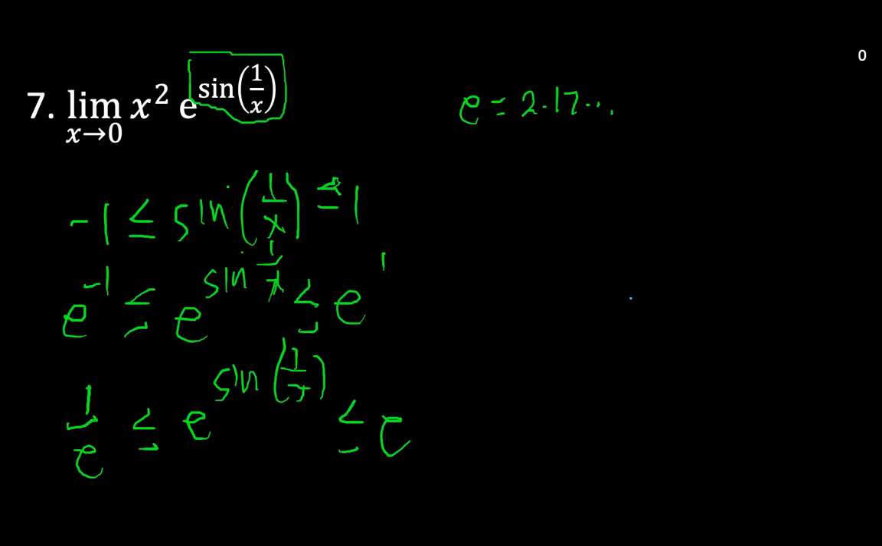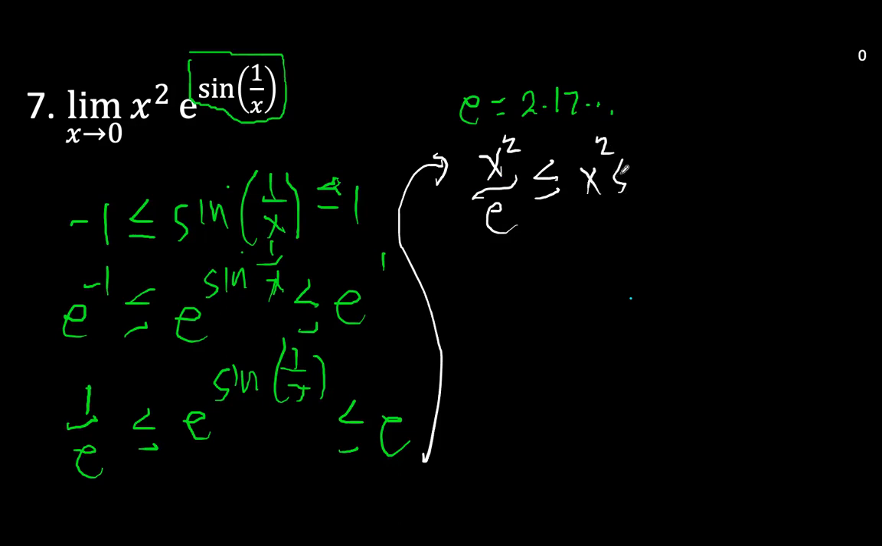Let's write it down here. So we have x squared over e is less than or equal to x squared times e raised to sine 1 over x, which is less than or equal to x squared times e. All right, and we have already successfully expressed the middle term, same as the given problem. So let's take the limit.